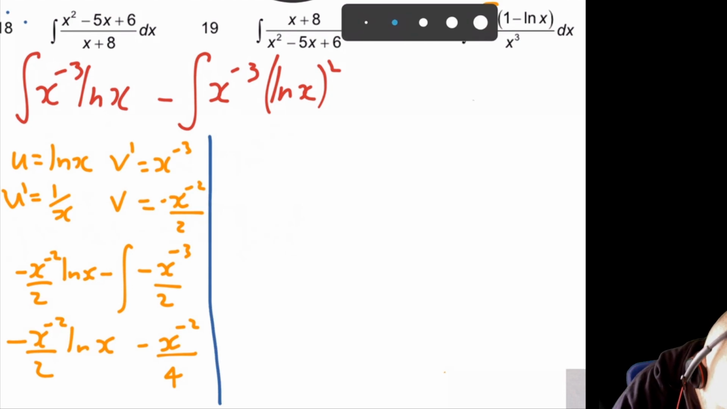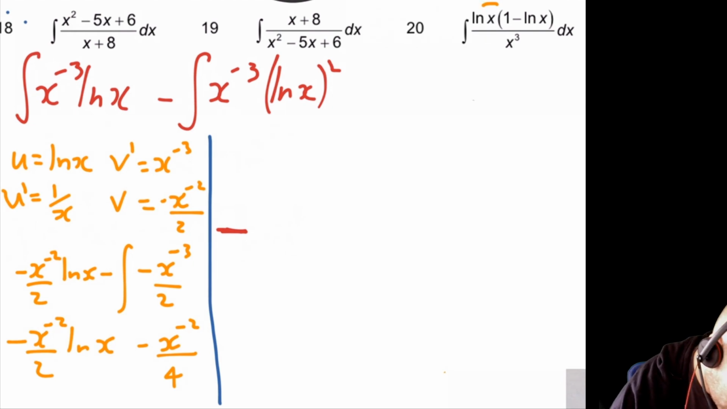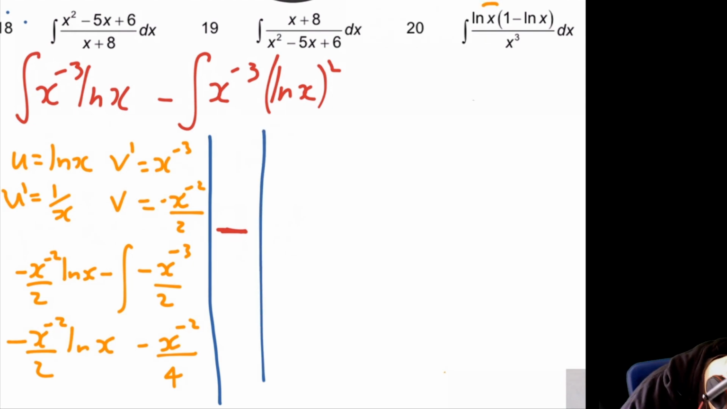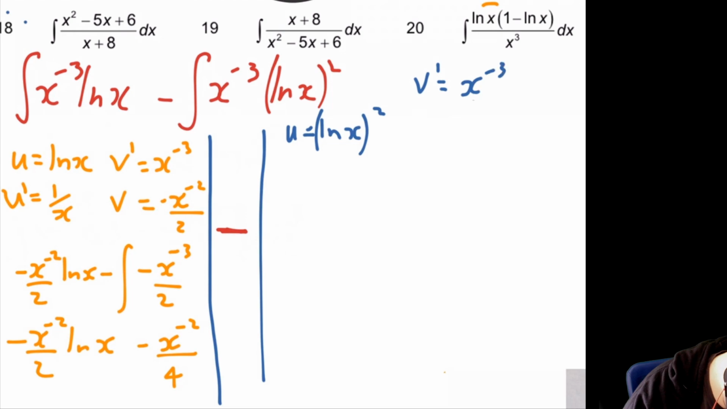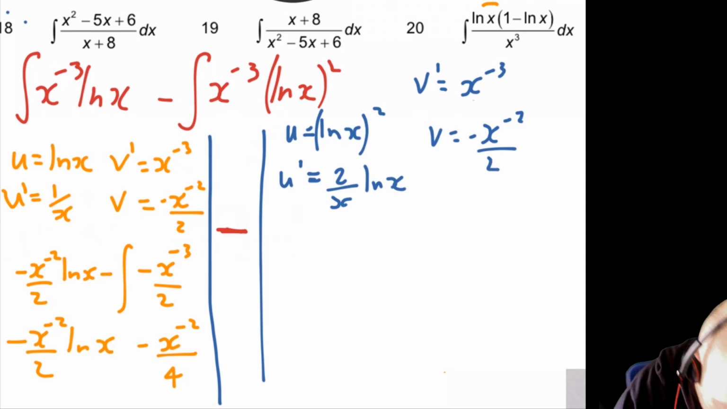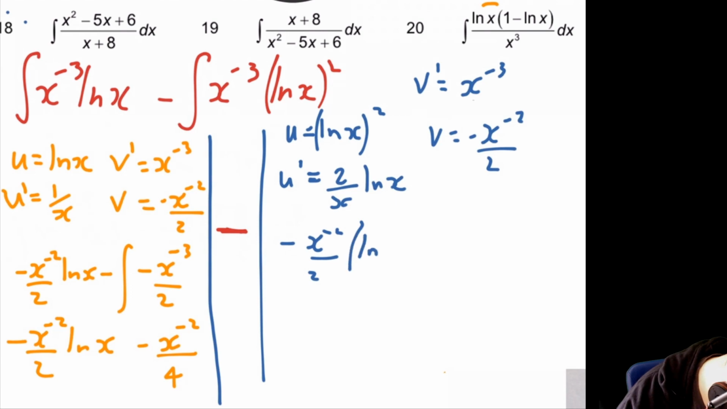Next bit, I'm going to keep the minus sign this time in the middle because that got confusing just now. I'm going to use u equals ln of x all squared, and dv dx, or v dash let's call it, is x to the minus 3. The u dash is 2 over x ln x. V is going to be x to the minus 2 over minus 2. So put that integral together to get uv, so minus x to the minus 2 over 2 ln x squared, minus the integral of v du dx.